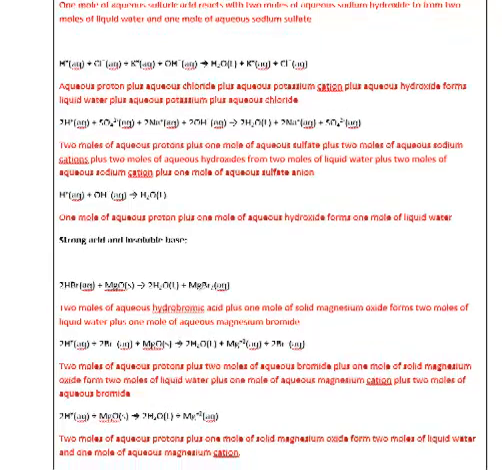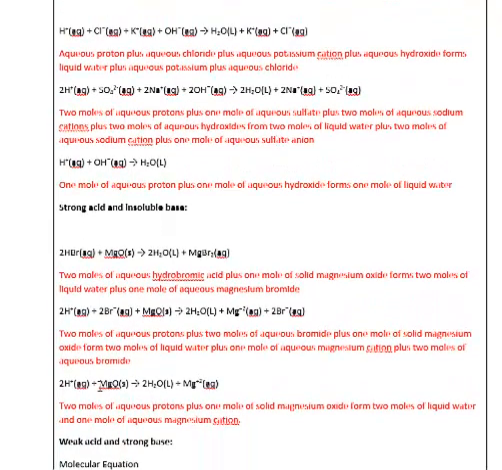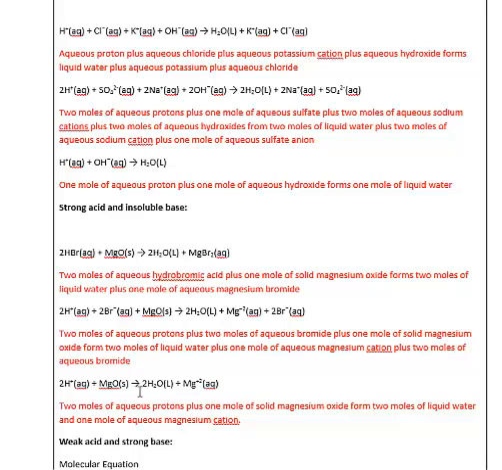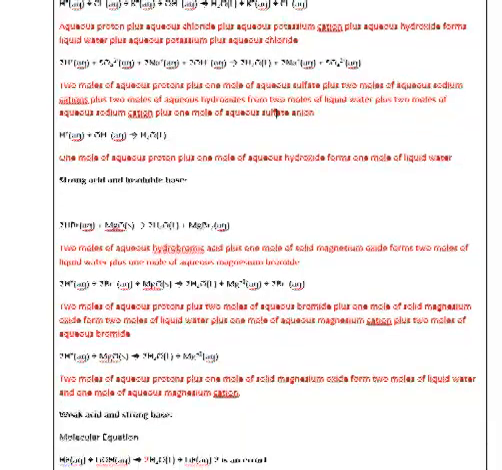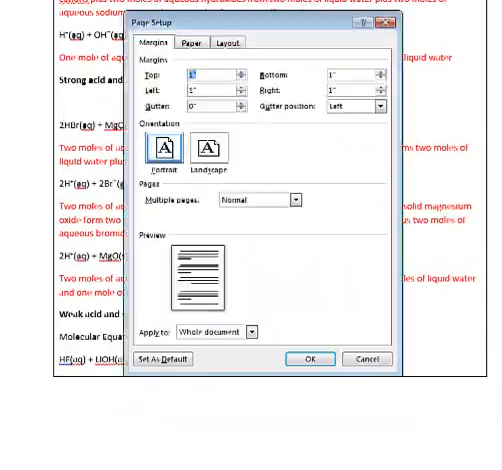Let's pull this up a little bit. 2 moles of aqueous protons plus 1 mole of solid magnesium oxide form 2 moles of liquid water plus 1 mole of aqueous magnesium cation. All right, let me just bring this up.